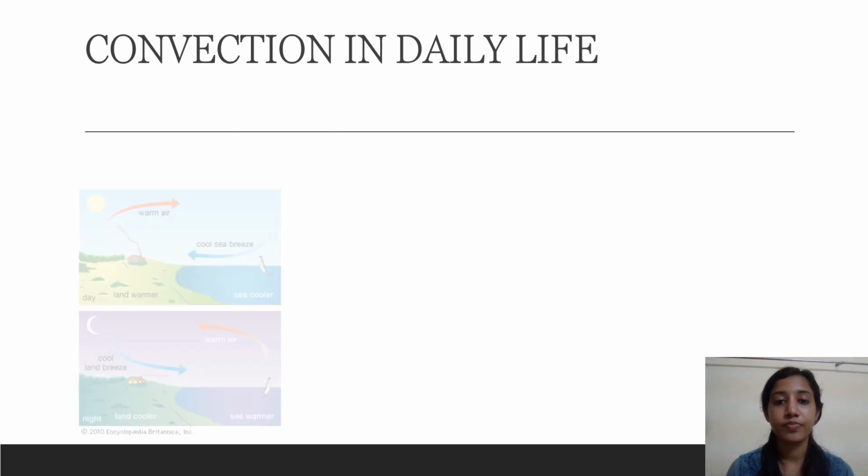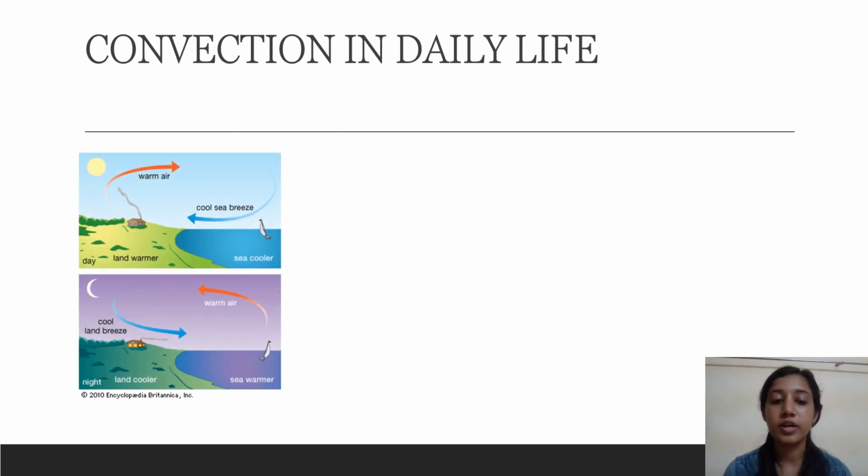Convection in daily life. You have heard about land breeze and sea breeze, right? During the daytime, because of the sunlight, the sand or the land will get hot first. And this warm air will move towards the sea, and the cool breeze from the sea will come towards the land. This is the same process which we have seen in the previous slide. So here the warm air from the land goes to the sea, while the cool air from the sea comes to the land. And at night, what happens?